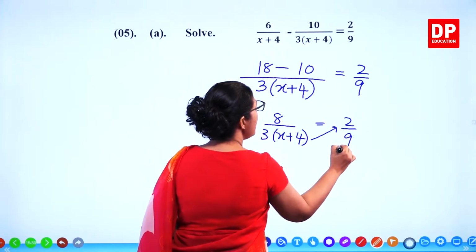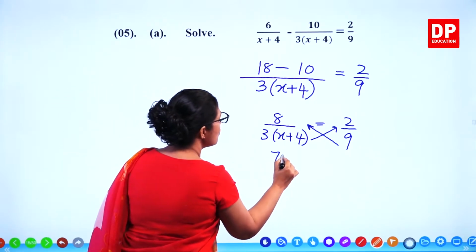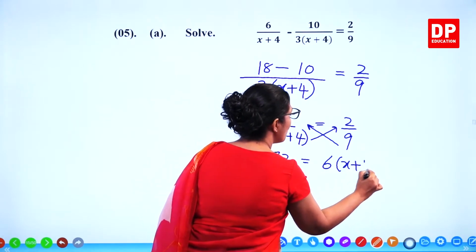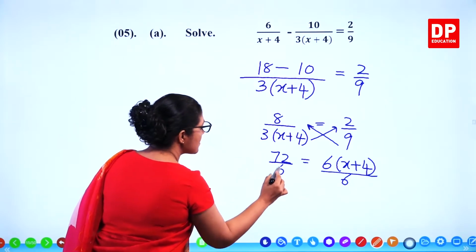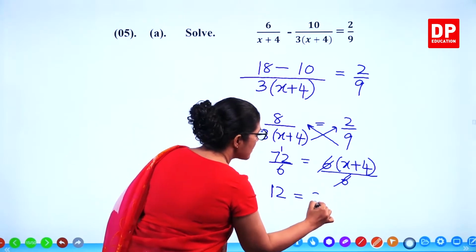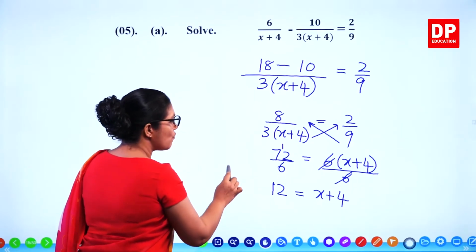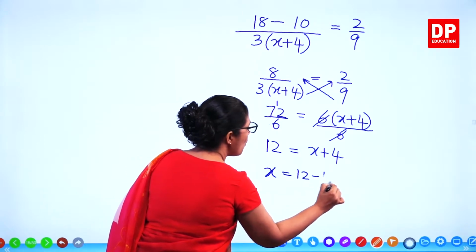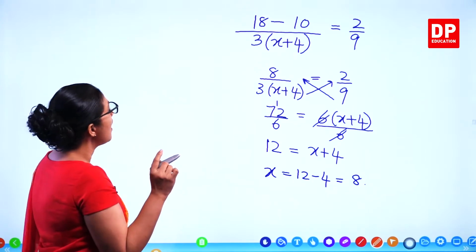Now cross multiply. 8 times 9, 72. 3 times 2, 6 into x plus 4. Now divide both sides by 6. You get 6 times 12, 72, so 6 gets cancelled out. You get x plus 4. Now what is x? Take 4 to the other side. So x becomes 12 minus 4. You get 8. 8 is the answer.